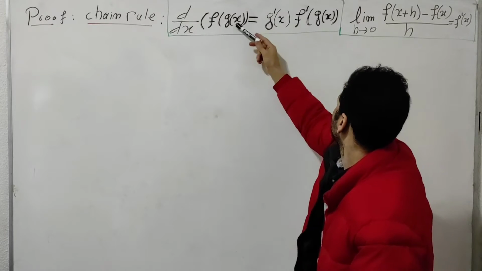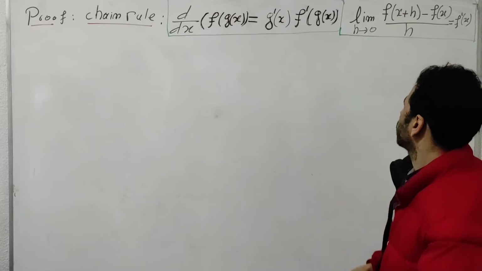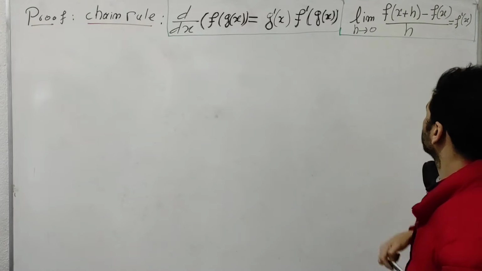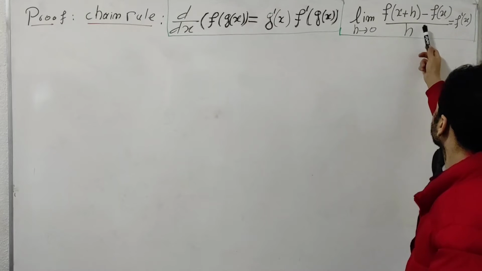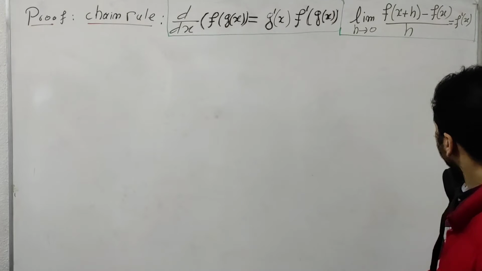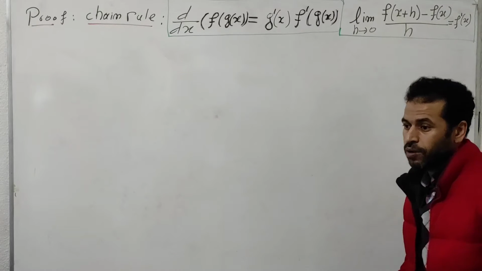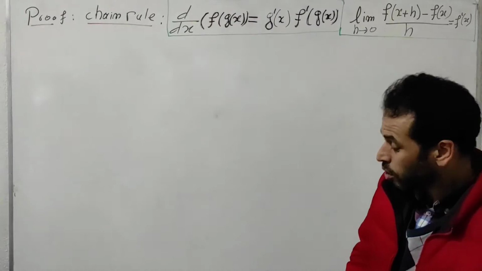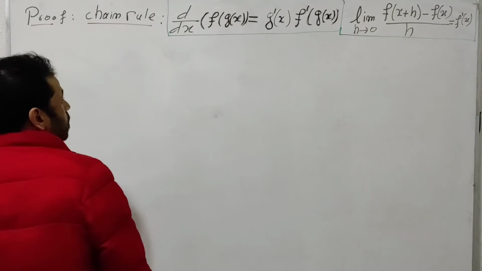In order to prove this rule, we are going through the derivative function definition, which is the limit as h goes to 0 of f of x plus h minus f of x, divided by h, equal to f prime of x as a first derivative function. Okay, so now let's get started.